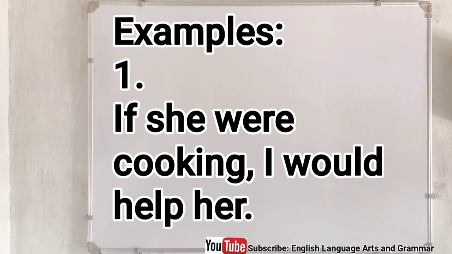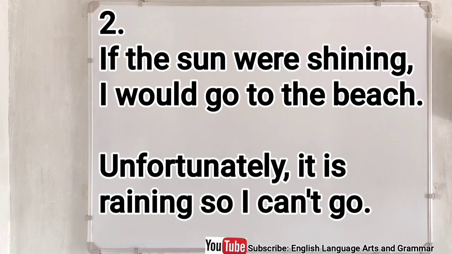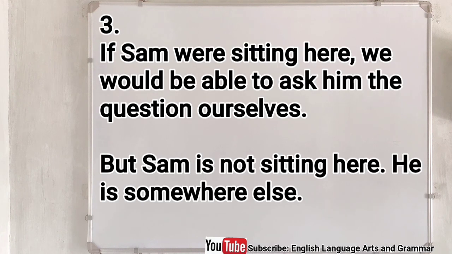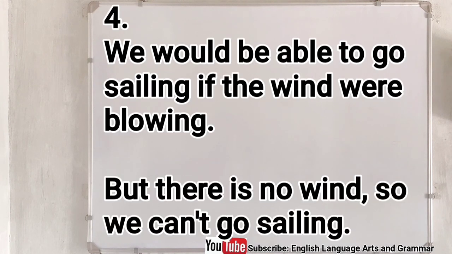Example 1. If she were cooking, I would help her. Example 2. If the sun were shining, I would go to the beach. Example 3. If Sam were sitting here, we would be able to ask him the question ourselves. Example 4. We would be able to go sailing if the wind were blowing.